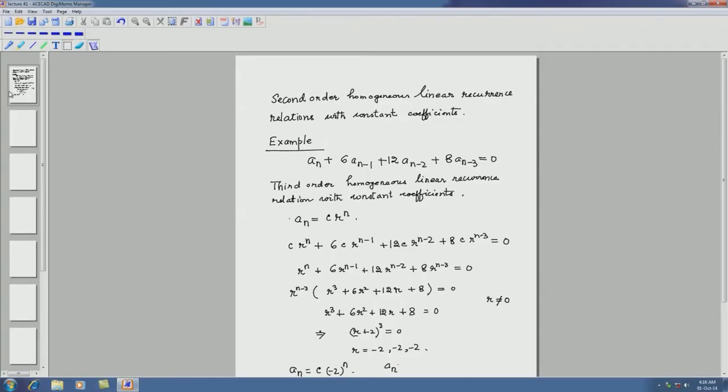Now, in order to get the other solutions, we use the same strategy as before, and the final result is very easy to remember. That is, the second solution will be of the type a_n = C_1 times n times (-2)^n, and the third one will be a_n = C_2 times n^2 times (-2)^n.